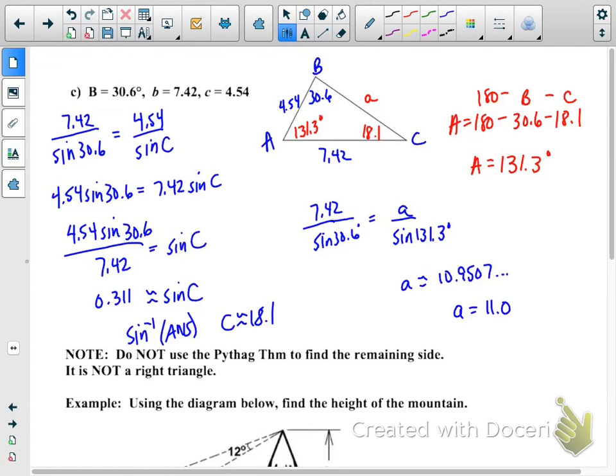Now, it was a lot of work to find all this. If all they asked you to do was find angle C, only find that. So pay attention to the directions, and only find what it is you absolutely have to find.